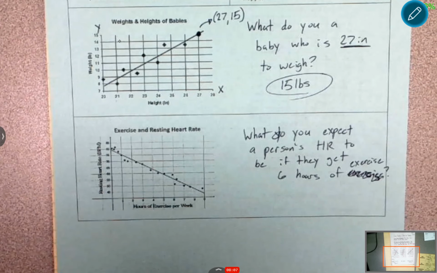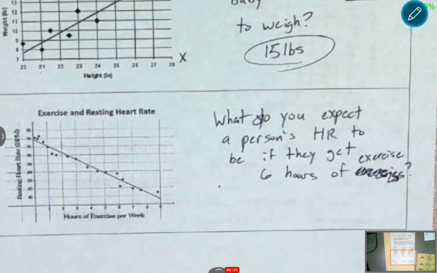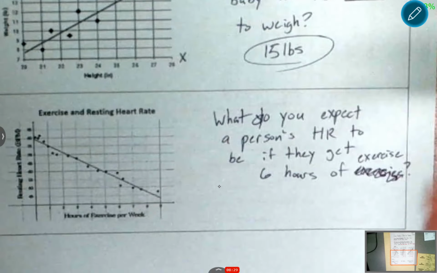These are each individual people who answered how much exercise they get per week, and then they measured their resting heart rate. I'll give you a second to think about what you might guess the resting heart rate of a person who happens to get 6 hours of exercise every week. So hopefully you made a prediction.